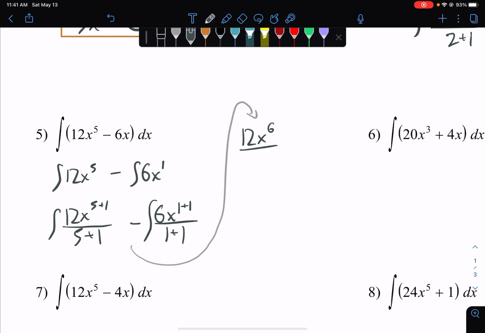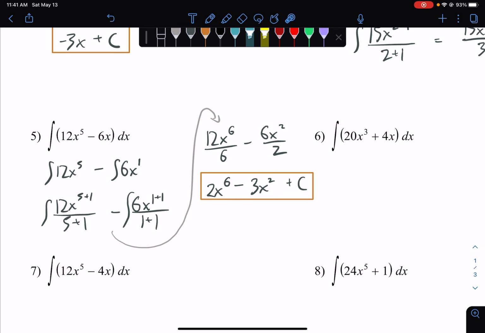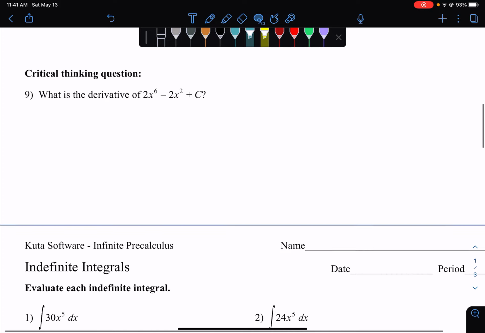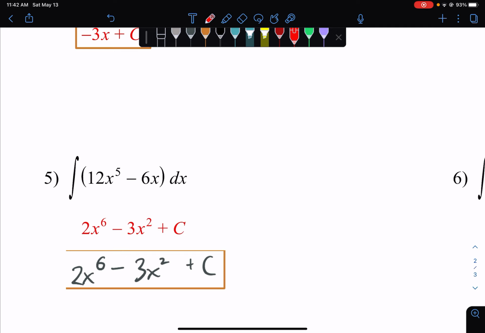12x raised to 6 over 6, and then minus 6x raised to 2 over 2. Certainly, you don't have to put an integral sign here anymore. So 2x raised to 6 minus 3x raised to 2. I think this is the answer already, and then place a plus c. Let's double check if you have the same answer as the answer key. Exactly the same.